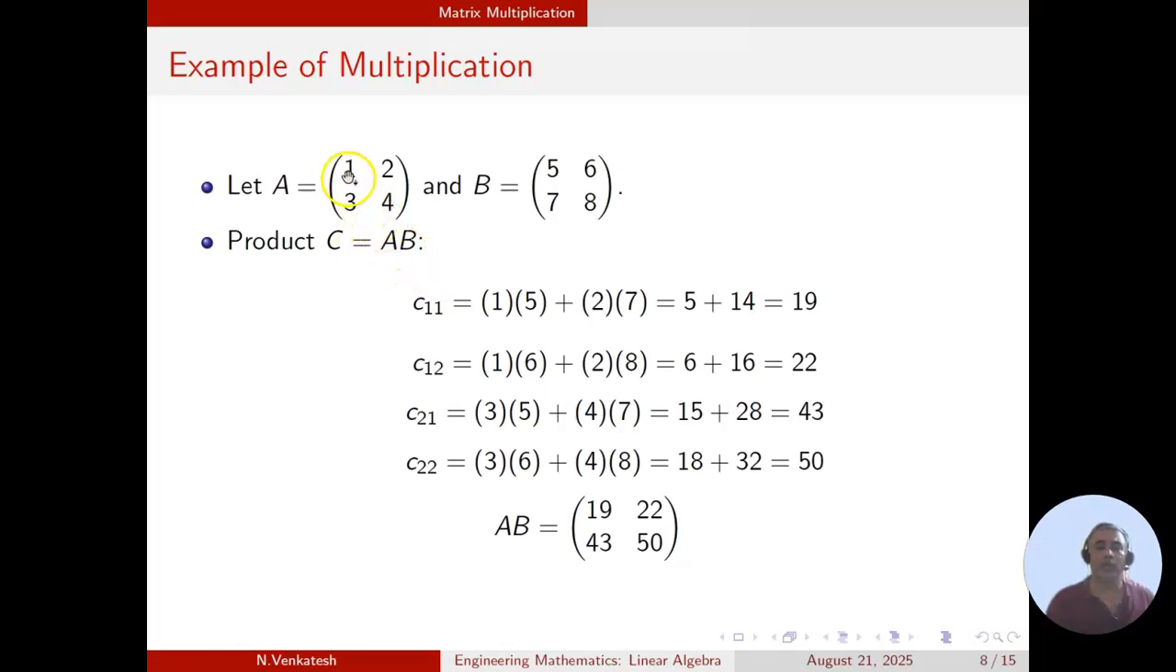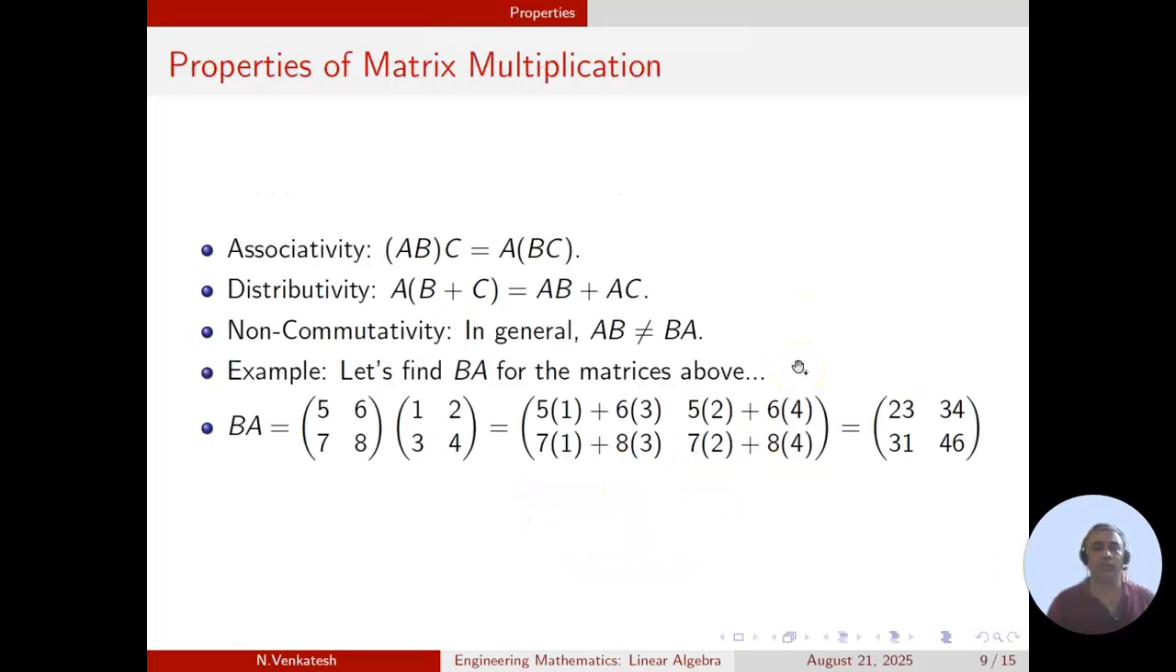Similarly, to get the first row, second column element of A into B, just take the first row of A and the second column of B and do a dot product, that is 1 into 6 plus 2 into 8. If you perform this, you will get the resultant matrix A into B. Now some basic properties. One important property to keep in mind is that matrix multiplication is not commutative. A into B is not necessarily equal to B into A, and it is associative.